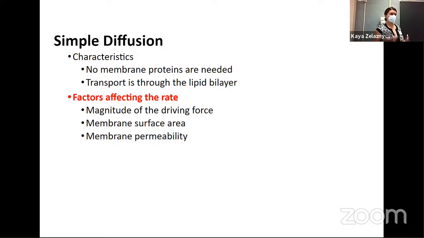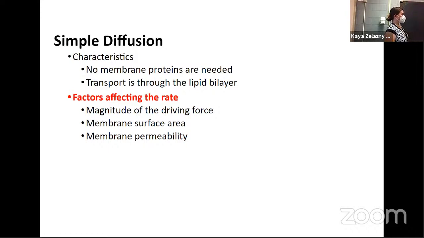So the things that affect the rate of simple diffusion are going to be the magnitude of the driving force. So how much does that molecule, that solute, want to escape the cell, or how much is it attracted to the cell? That driving force could be a little weak force, or it could be a really big force. That would affect the rate. The bigger the force, the faster those little molecules are going to want to move.